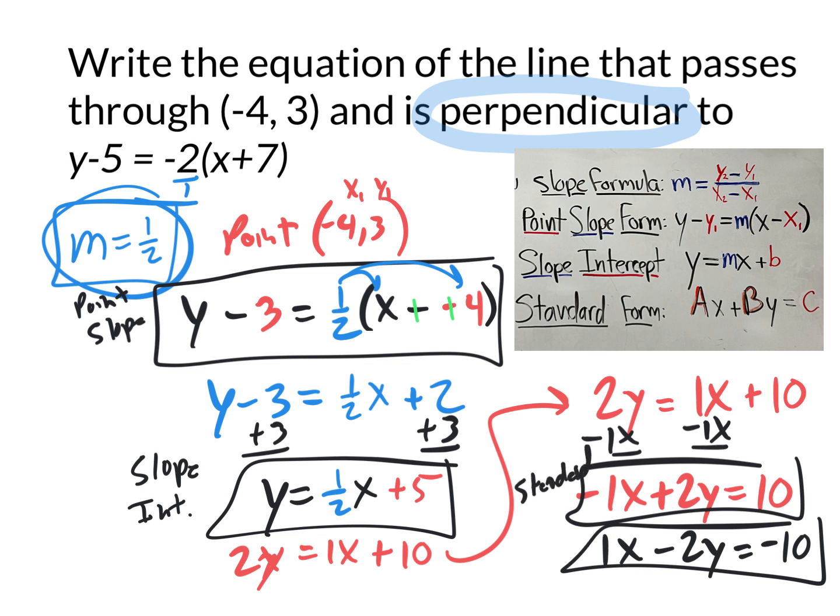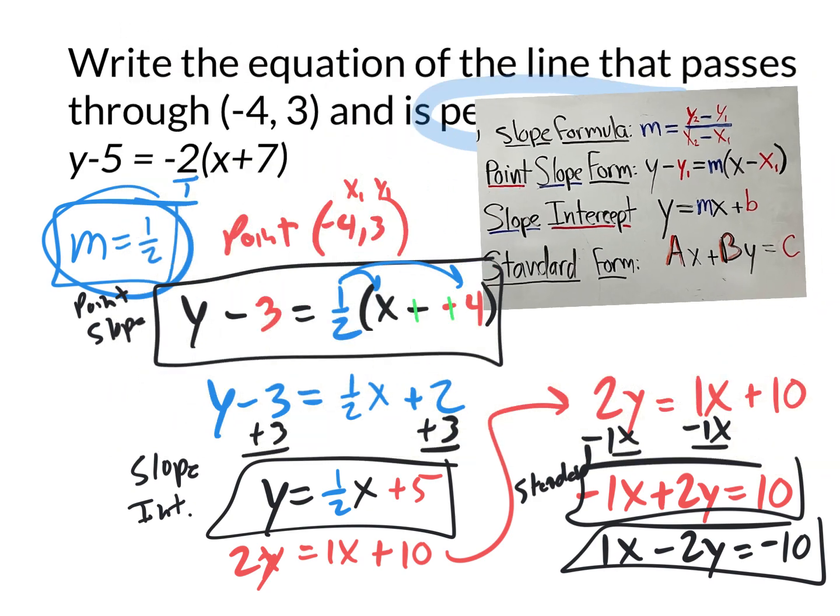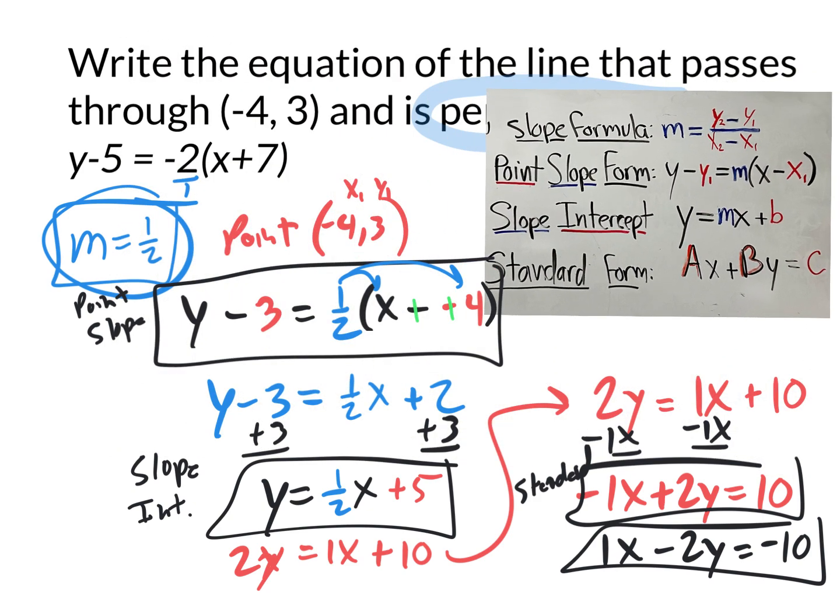Okay, so we have our point slope, we have our slope intercept, we have our standard. Again, it's the same math problem done exactly the same over and over and over. How do you do it? You do it with these notes right here, and they're in the order that will help you work it out.